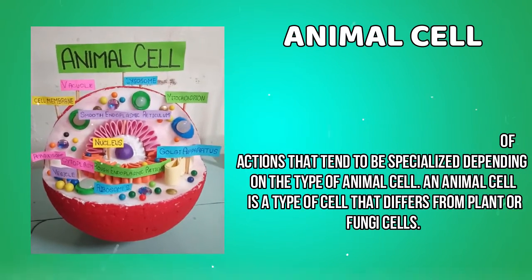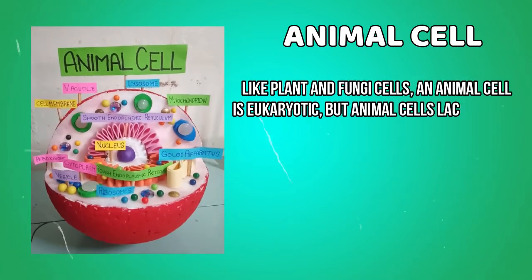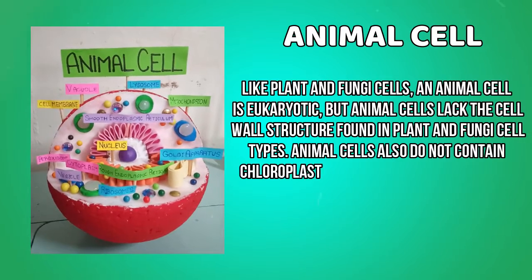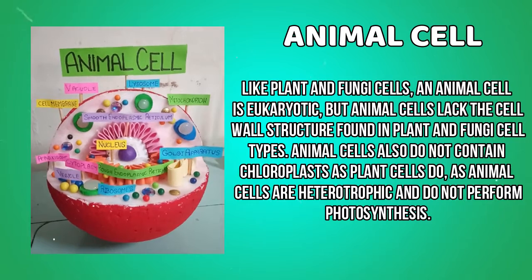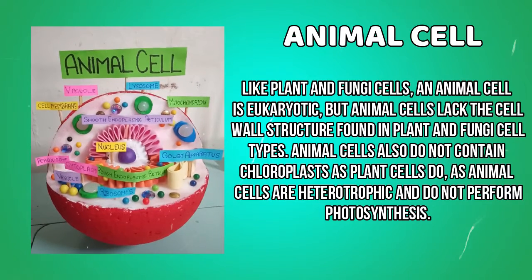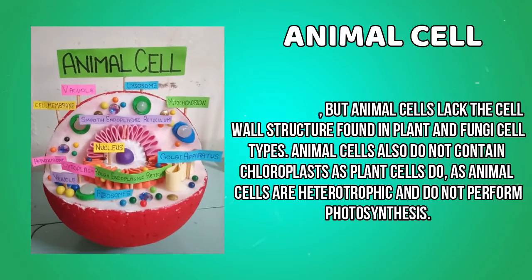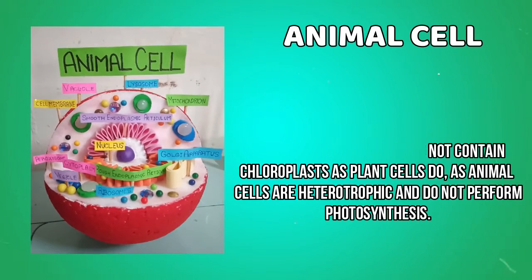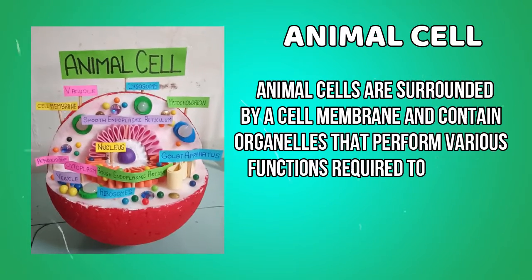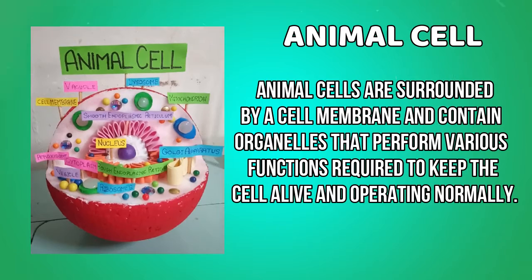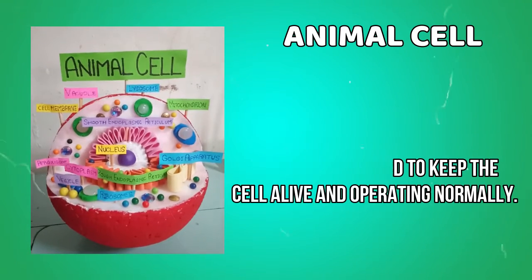An animal cell is a type of cell that differs from plant or fungi cells. Like plant and fungi cells, an animal cell is eukaryotic, but animal cells lack the cell wall structure found in plant and fungi cell types. Animal cells also do not contain chloroplasts as plant cells do, as animal cells are heterotrophic and do not perform photosynthesis. Animal cells are surrounded by a cell membrane and contain organelles that perform various functions required to keep the cell alive and operating normally.